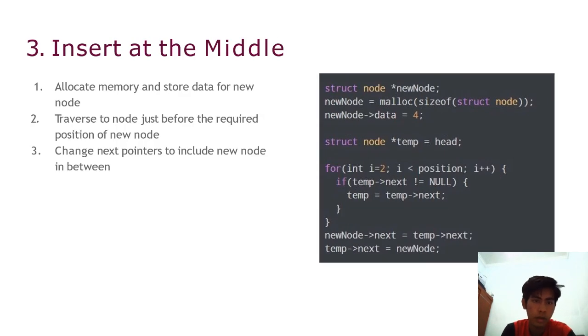Insert at the middle. Allocate memory and store data for the new node. Get a reference to the node just before the required position of the new node. Change next pointers to include the new node in between. You can see here the running of the program. This is the struct node with memory, data, new node, and new node.